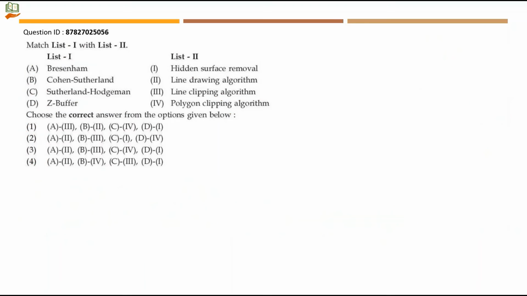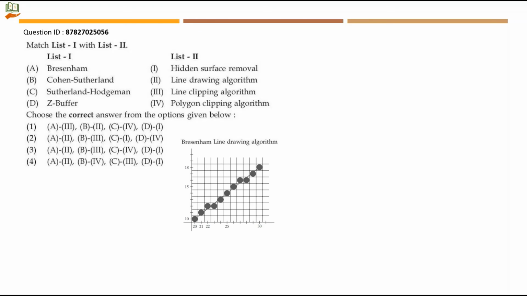Next question, match list 1 with list 2. If you have gone through the previous year question papers so far, you could at least map 2 or 3 algorithms here. So whenever we say Bresenham, it always ends up with Bresenham's line algorithm. So Bresenham's line drawing algorithm will be like this. So we will plot points little by little and then draw a line through the points. So A is mapping to 2. Except the first one, everything is having 2.